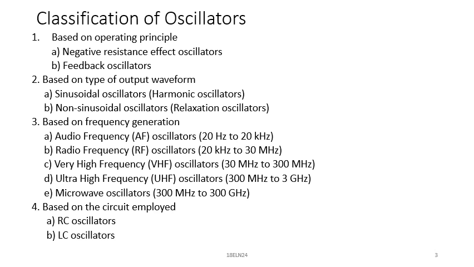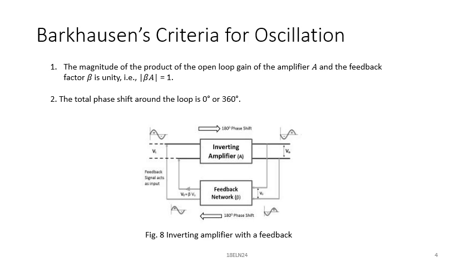Next we'll discuss the condition for oscillation. That condition we call the Barkhausen criteria for oscillation. This is the block representation of an oscillator which employs positive feedback. Here we use one amplifier circuit and one feedback network; here you provide the input, and this is the output signal, and part of the signal is given to the input. So this acts as a feedback network.